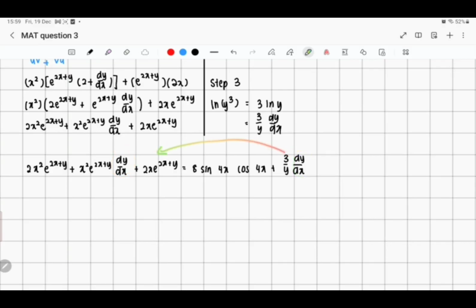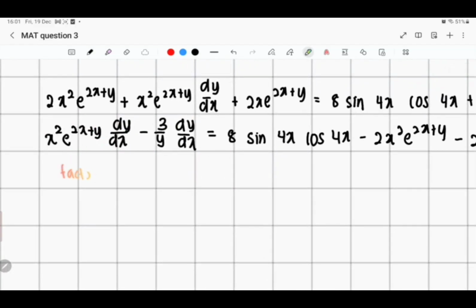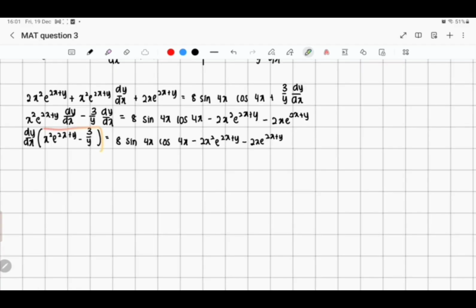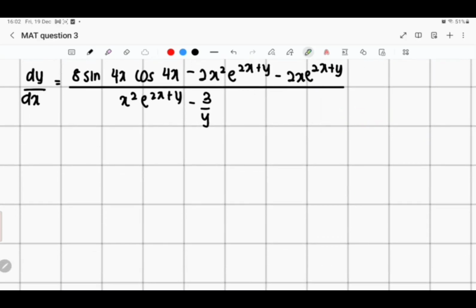After rewriting it, we need to move dy over dx into one side. And then we need to factorize dy over dx out of x squared. And then we move the equation, x squared e to the x plus y minus 3 over y, and then that is the answer.